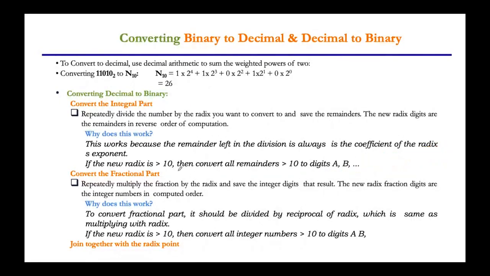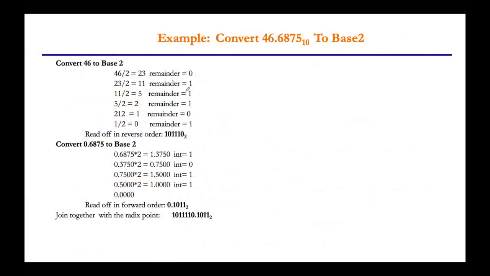Similarly, for the fractional part, repeatedly multiply the fraction by the radix and save the integer digits as the result. While the integer part is divided, in the fractional part we multiply the fraction by the radix. The new radix fraction digits are the integer numbers computed, in the same order, not in reverse order.